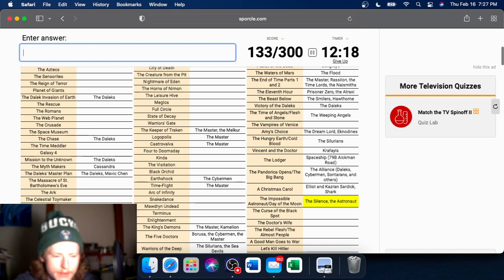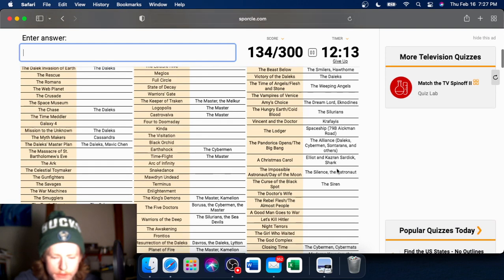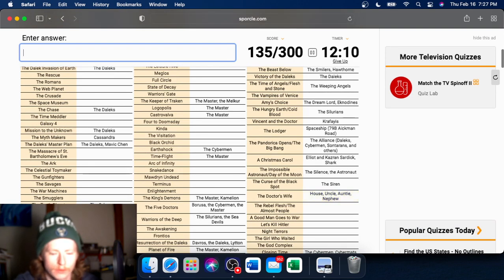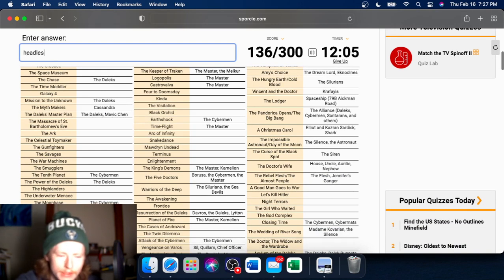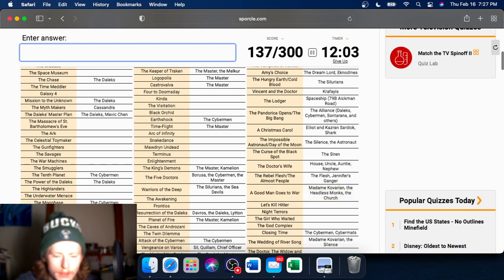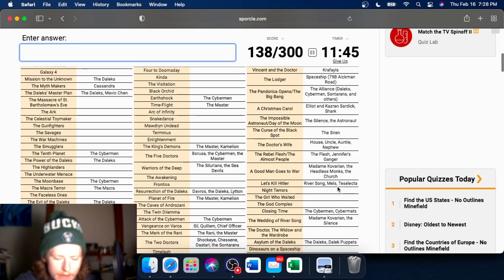Impossible Days, Silence. Curse of the Black Spot, The Siren. Doctor's Wife, House. Rebel Flesh, The Flesh. Good Man Goes to War, Headless Monks. Let's Kill Hitler, The Tesselecta. Is it River Song? Is that going to be the answer? It is. Tesselecta, 1S. Night Terrors is going to be the Peg Dolls.